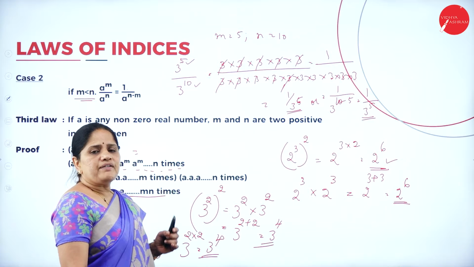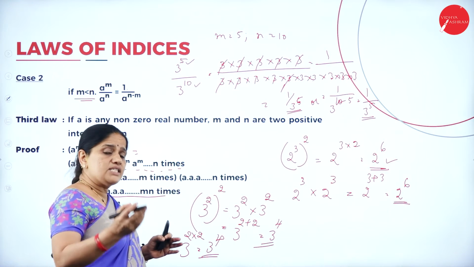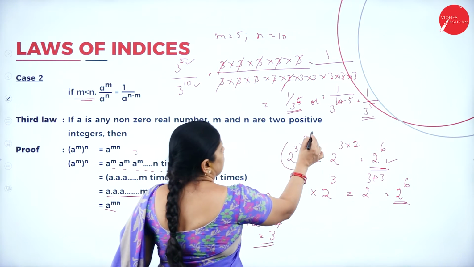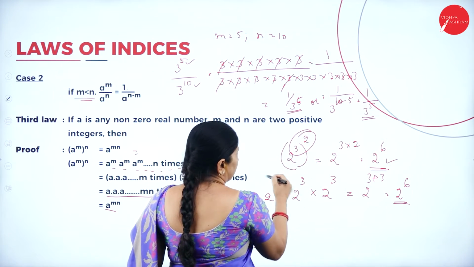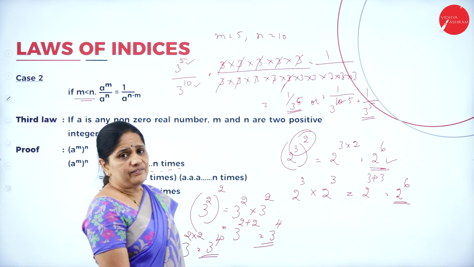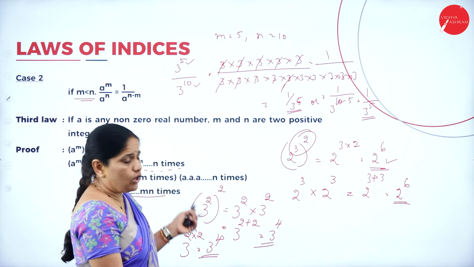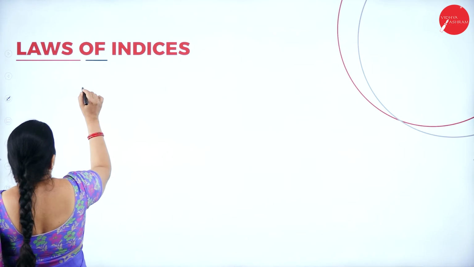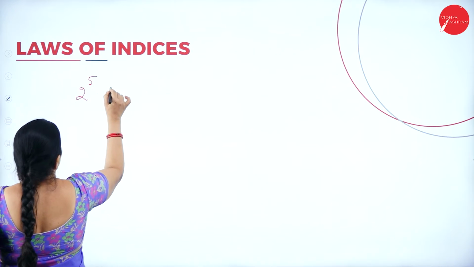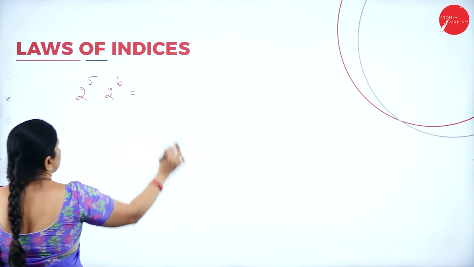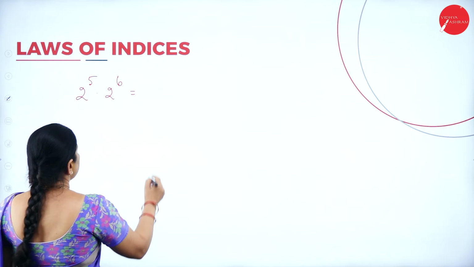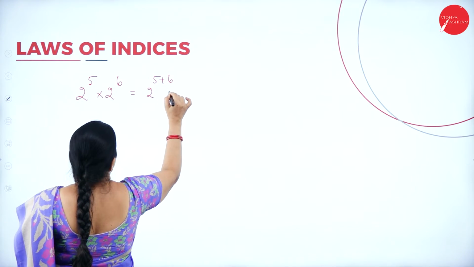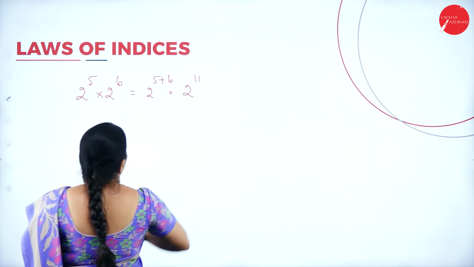So whenever a power is raised and the whole power is raised to another power, then these two powers can be multiplied. So if the whole power has to be multiplied, only then we can apply this third law of indices. Now, I'll give you an example. 2 to the power of 5 into 2 to the power of 6. What is the answer you get? 2 to the power of 5 plus 6, 2 to the power 11.